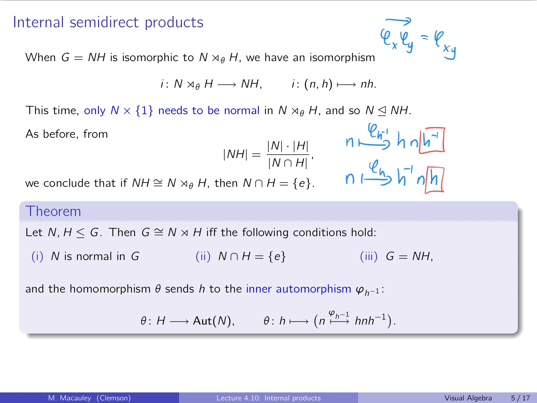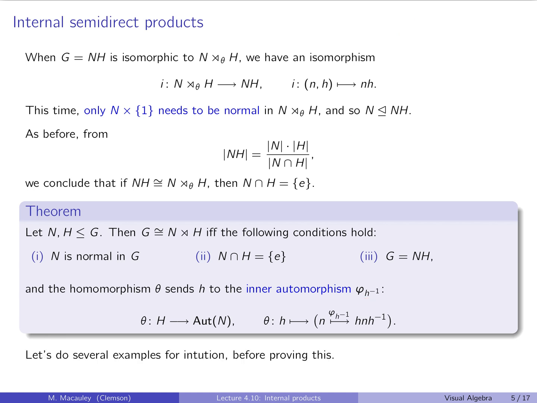So because we're reading from left to right, it's more natural to use this convention. One downside is that it would be nice if we could just say that this labeling map sends h to the inner automorphism phi h, and that's what we would use if we read right to left. But unfortunately, this has to be h inverse for this all to work out. But that's really no big deal. Let's do several examples to get some intuition before we actually prove this theorem and the previous one.